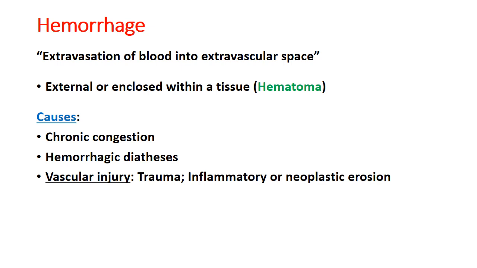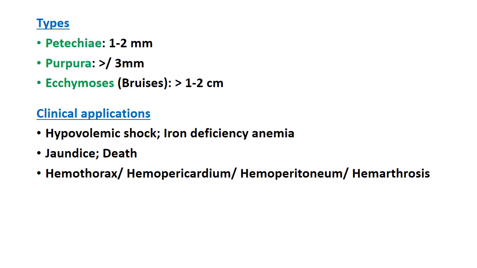So in any form, vascular injury results in hemorrhage, and it can even be seen in association with inflammation or tumors. Inflammation causes damage to the blood vessels, and also tumors, especially malignant tumors, can cause damage to the blood vessels. In all these cases, they end up with extravasation of blood causing hemorrhage.